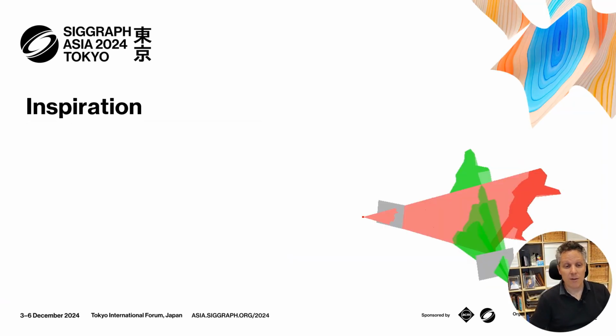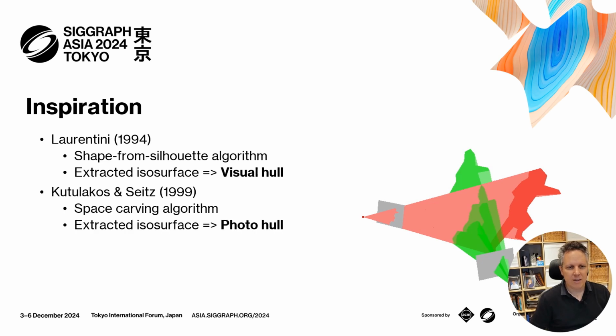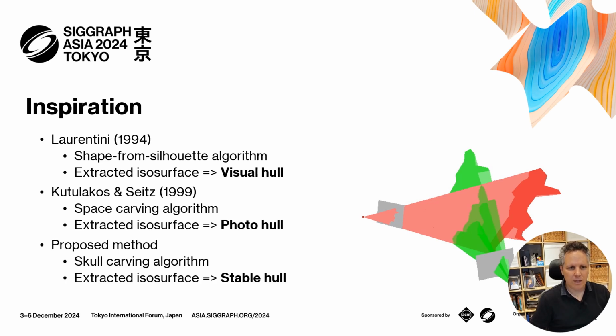The inspiration for skull carving comes from two influential papers from the 90s. Laurentini introduced the shape from silhouette algorithm and the visual hull concept. The visual hull is the surface of the volume that explains all the silhouettes of an object from different viewpoints. Kutulakos and Seitz invented the space carving algorithm, in which the volume is gradually carved from the outside using a photoconsistency test. The isosurface of the carved volume is the photohull. By symmetry, we propose a volumetric skull carving algorithm performed in stabilized space. We name the surface of the intersection volume of stabilized scans the stable hull.